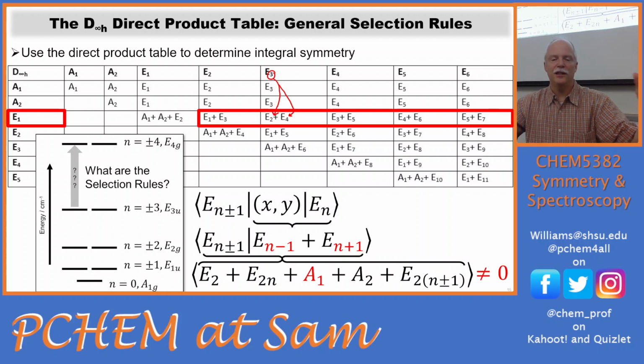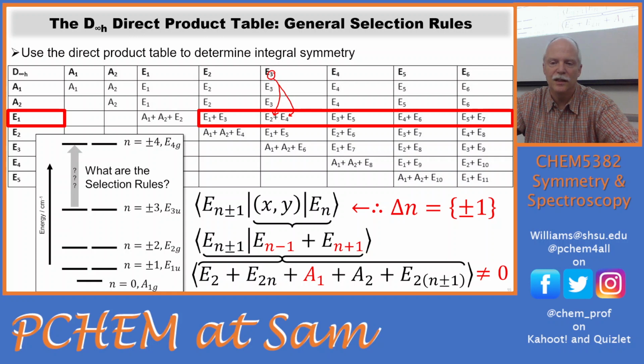Now where are the G's and U's? Well, we know that light is U, and so either En or En plus 1 has to be U. So you have an even number of U's. Yeah, you have to have an even number of U's. And so the only way you're going to get an allowed transition is if we have a change of the quantum number by plus or minus 1.